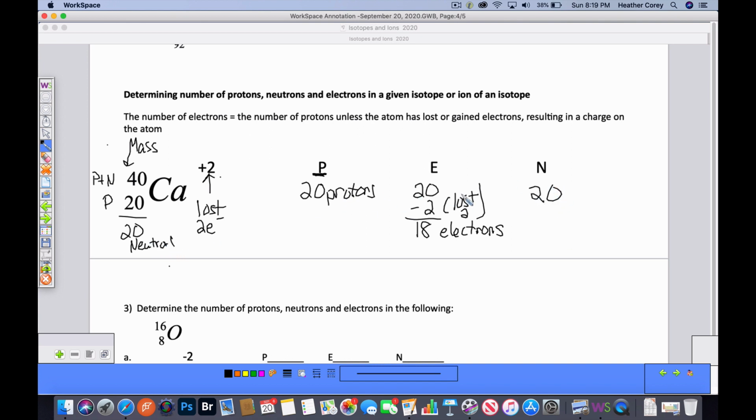Okay, this is a coincidence that you have 20, 20, 20, and then of course it lost 2, so it's 18. So keep that in mind. The protons and neutrons will not always be the same. Is it possible? Sure, but not always. Right, so that's how you find the number of protons, neutrons, and electrons in any given isotope or an ion of an isotope.